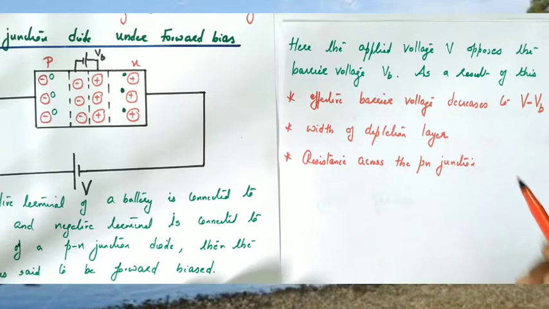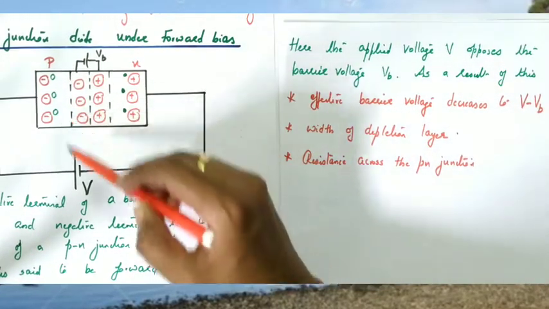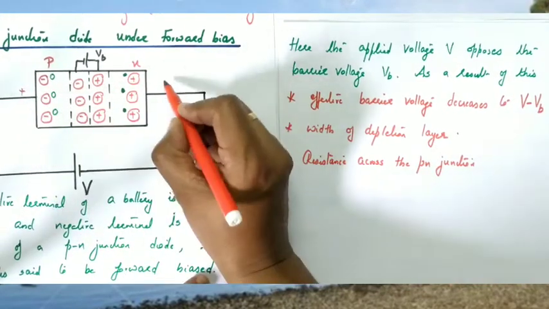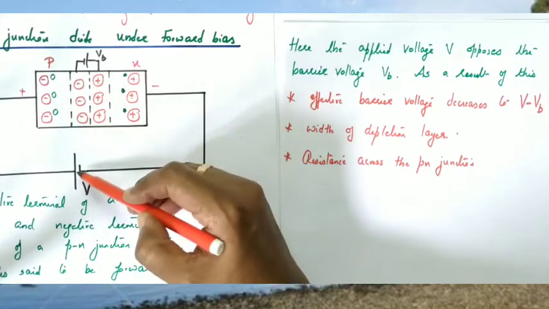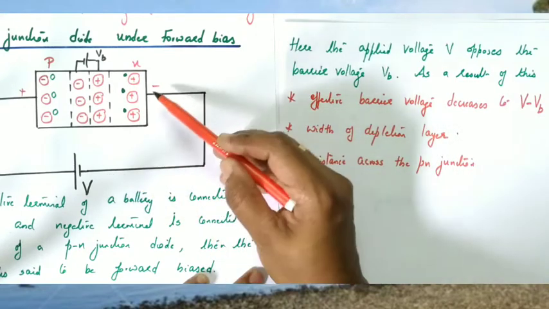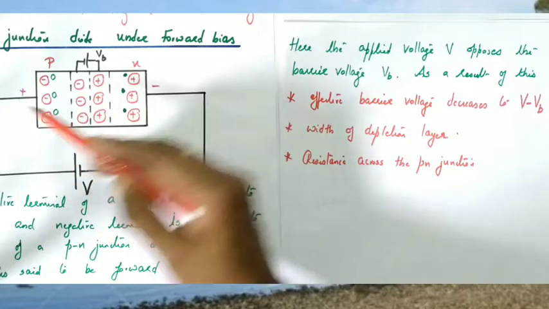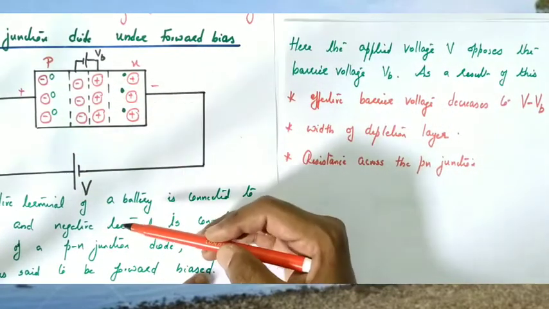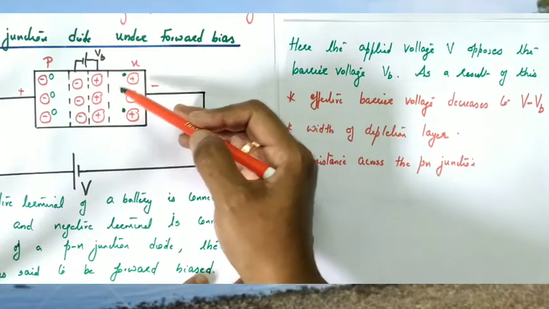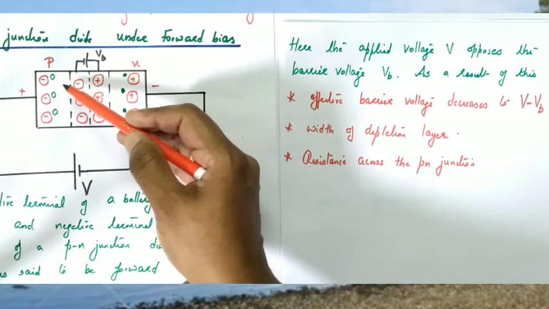Now, what happens to the width of the depletion layer? The majority carrier holes are repelled by the positive potential. Here there is positive potential, here negative potential, isn't it? So, holes are repelled by the positive potential and the majority carrier electrons are repelled by the negative potential. So, what happens to the majority carriers, electrons and holes? They cross the depletion layer. Due to the applied electric field, majority carrier electrons in the N region cross the depletion layer and majority carrier holes in the P region cross the depletion layer.